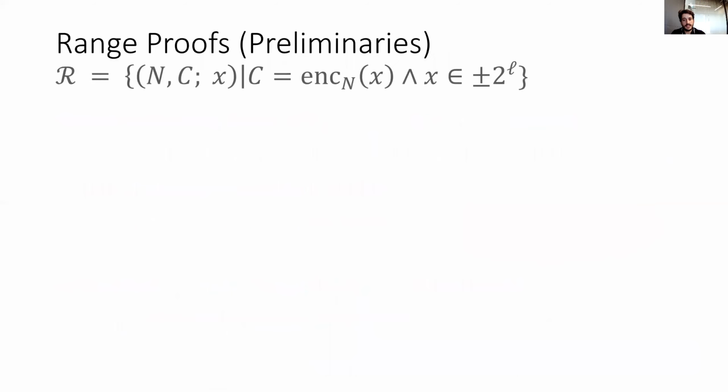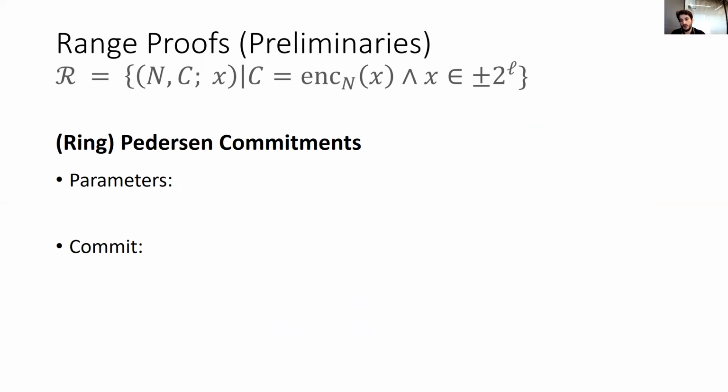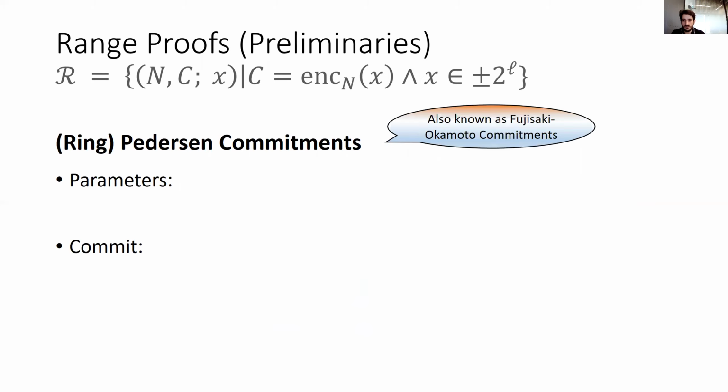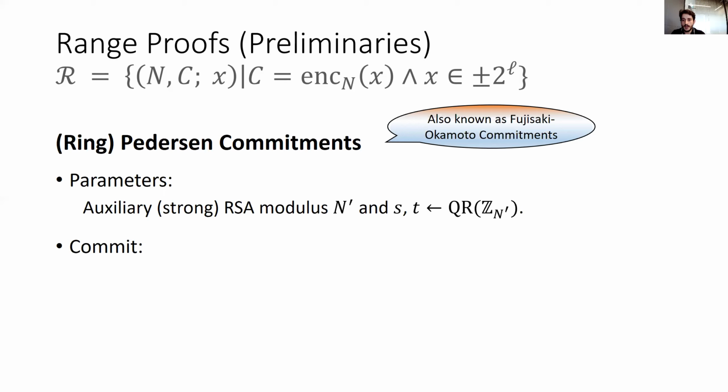Okay, so next I'm going to give you an example of a range proof. Before I do that, I need to tell you about Pedersen commitments. At the core of the range proof lies a special commitment scheme that we call Ring Pedersen, which is also commonly known as Fujisaki-Okamoto. The scheme is parameterized by an auxiliary RSA modulus N-hat and 2 random quadratic residues s and t in Z_N-hat. For the moment, you can think of these as being generated by a trusted party, but in the signing protocol later on, each verifier will generate its own auxiliary data for the commitment scheme.